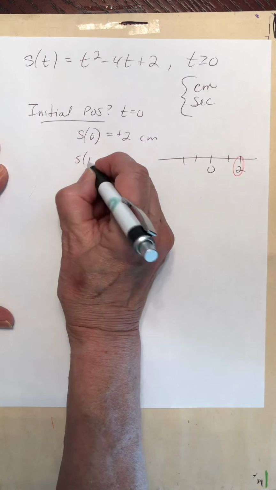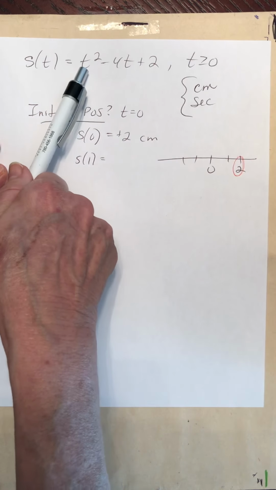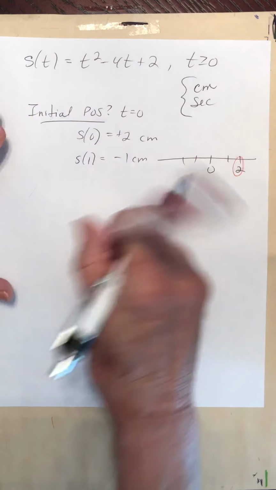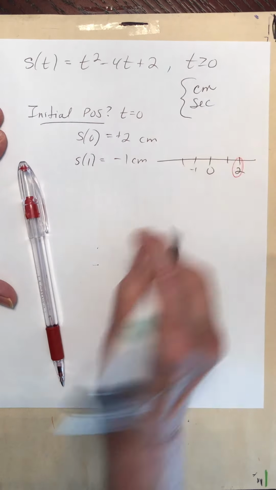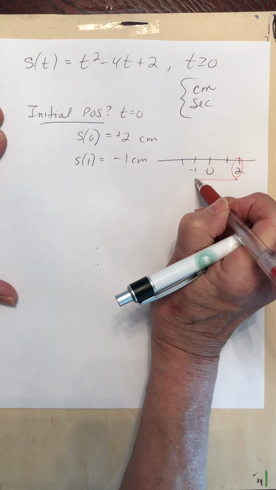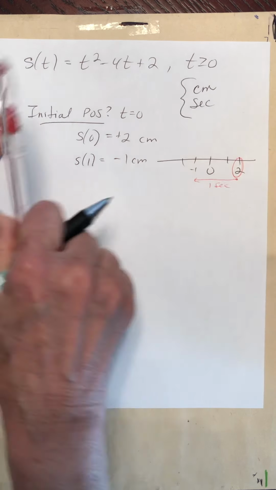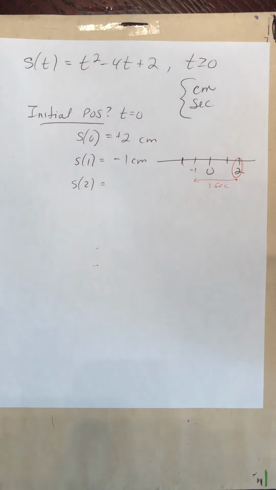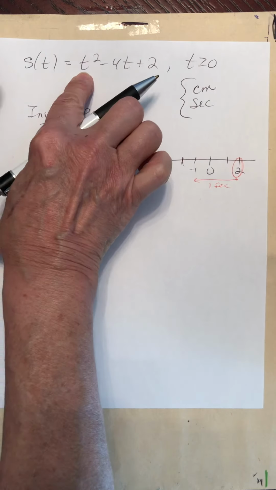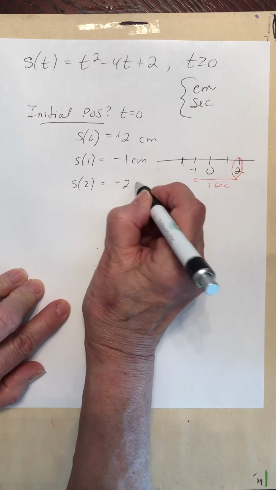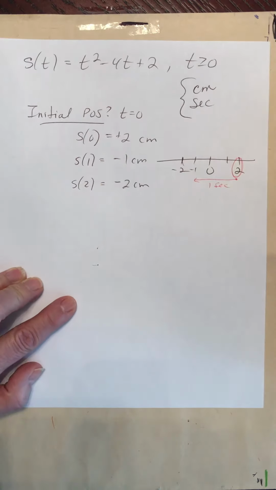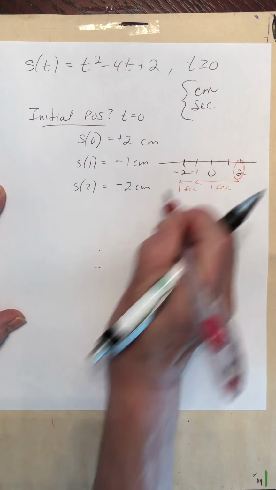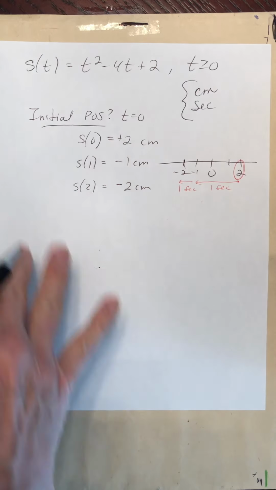Where are you after 1 second? After 1 second, I put a 1 in here and I get negative 1. So 1 second later, I'm now here. Okay, so I started here. This took 1 second. 1 second later, I'm right here. Let's do one more. How about if I put in a 2? So negative 4, I'll be at minus 2 centimeters. Okay, so give me 1 more second, and now this took 1 more second. So now I'm here. Okay, because those are my positions.